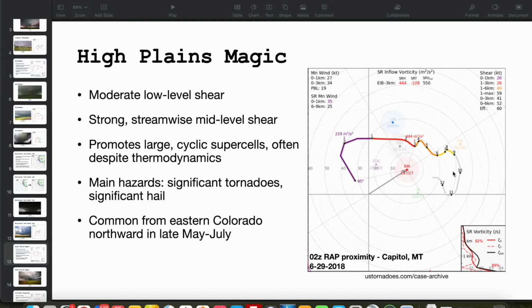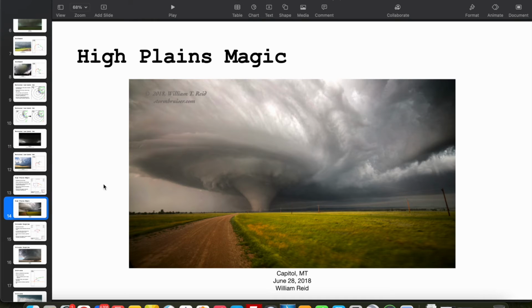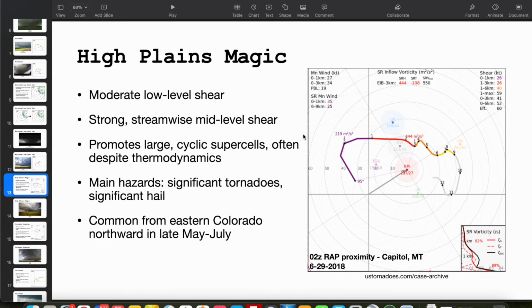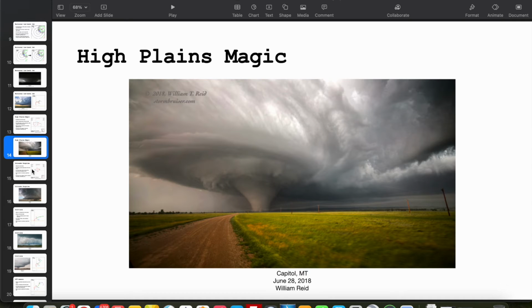And this hodograph here was in proximity of the Capital, Montana tornado that occurred on June 28th, 2018. This is a picture of it. It was a beautiful tornado that occurred in far eastern Montana, close to the Montana-South Dakota border. And you don't get that often up there in Montana, but when you do, as well as down into Wyoming and Colorado, eastern Colorado particularly, you can get some surprise events despite these hostile thermodynamics.